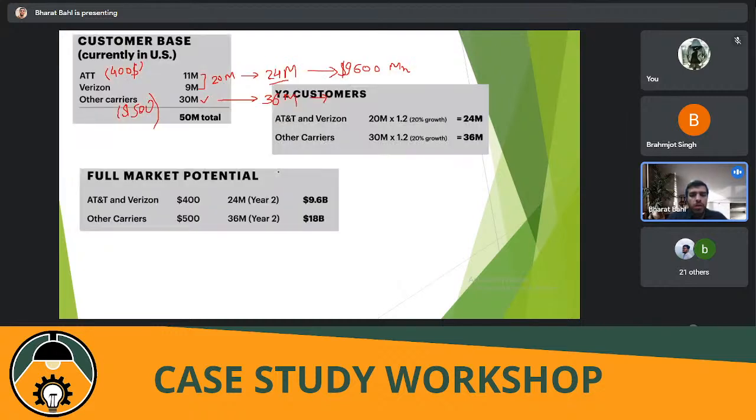So if we want a $1 billion business, we need to assess the penetration rate. That is, हमें कितनी % market को capture करना पड़ेगा. So yeah, we are willing for $1 billion. So we need to find out how much is $1 billion of $9.6 billion.